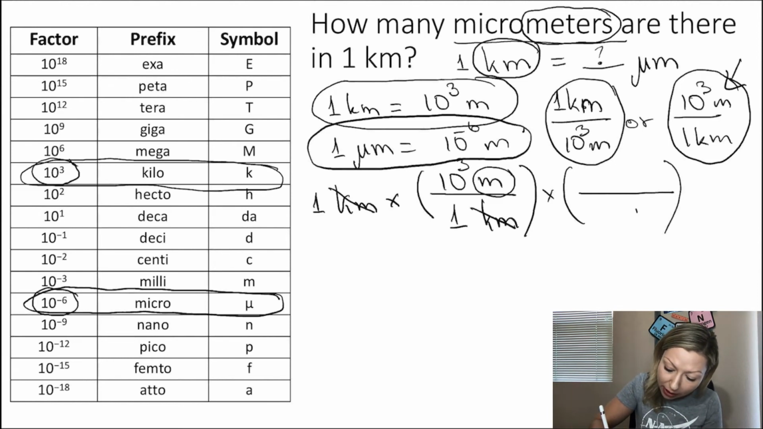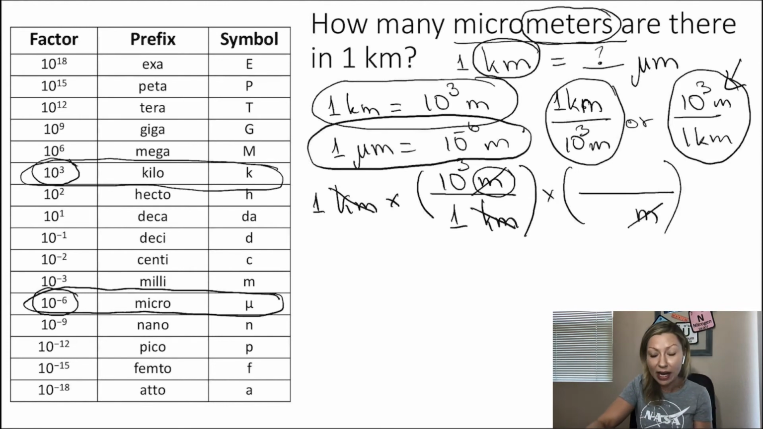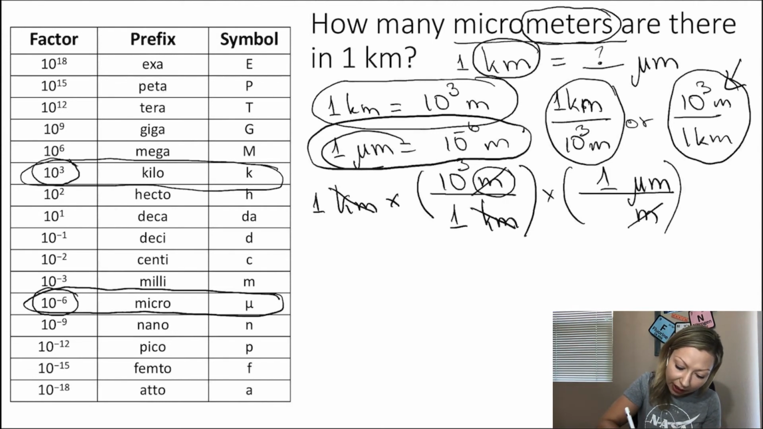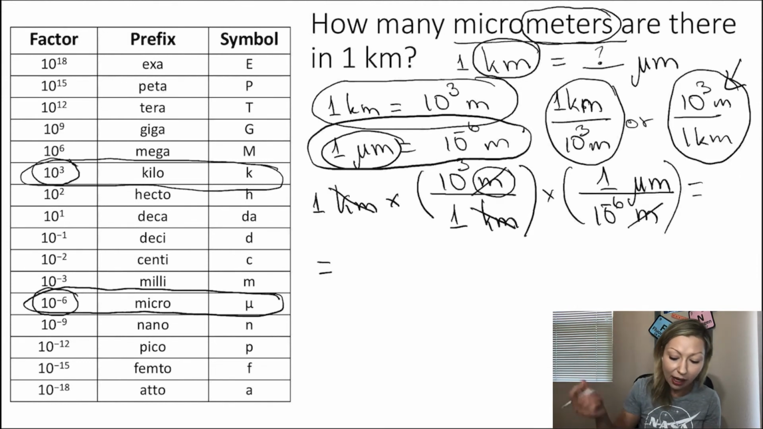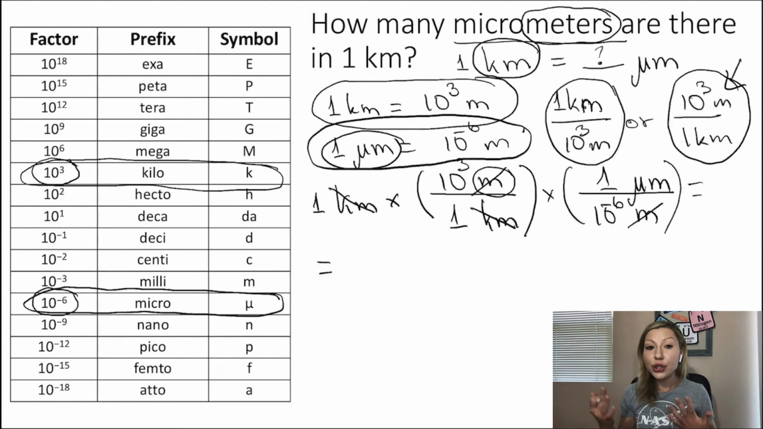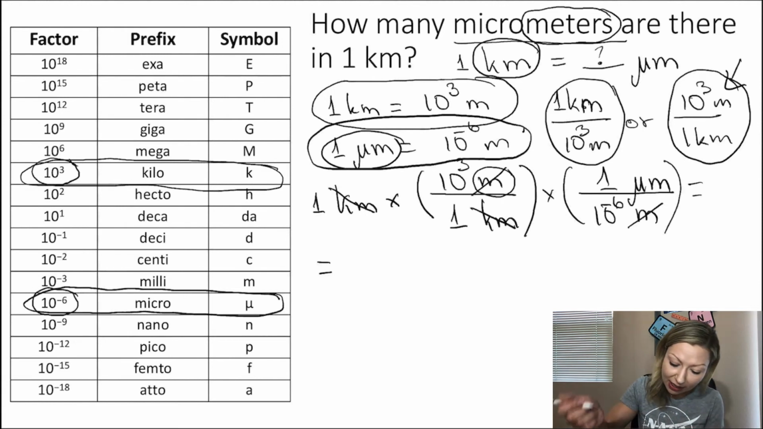They will go in the bottom because I have to cancel out the meters, right, to get the micrometers. And I know that 1 micrometer is 10 to the negative 6 meter. You can just simply punch this into your calculator and do the calculation. And what you are going to see is that 1 kilometer equals 10 to the 9th micrometers.